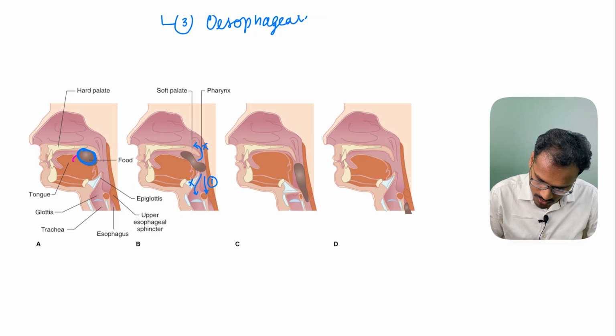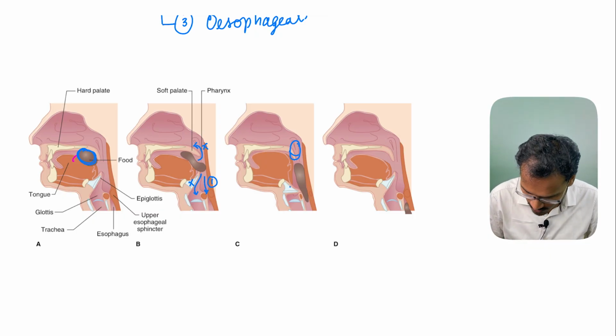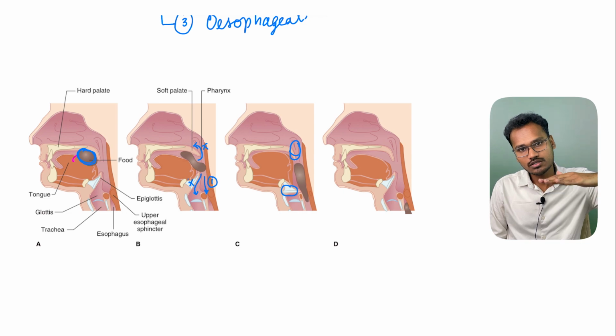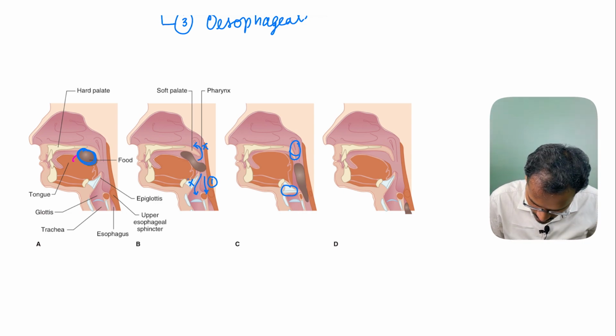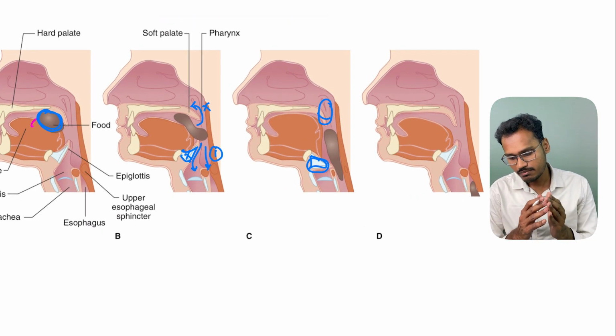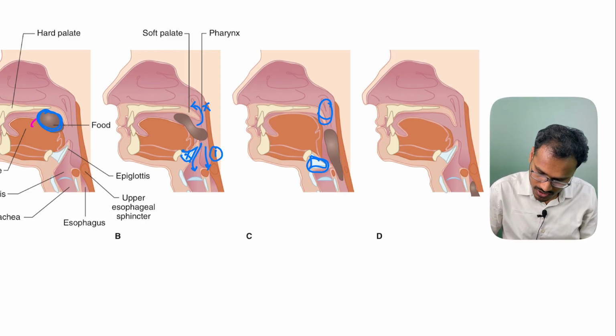So how does it get closed? Here, the soft palate will come back and close the nasopharynx. Then next, the epiglottis, which was initially like this, now slowly comes and closes the windpipe. So the epiglottis was like this, now it comes to this position to close it properly. Now once the epiglottis has closed it, as well as the nasopharynx, there is only one option left, that it has to move into the esophagus.